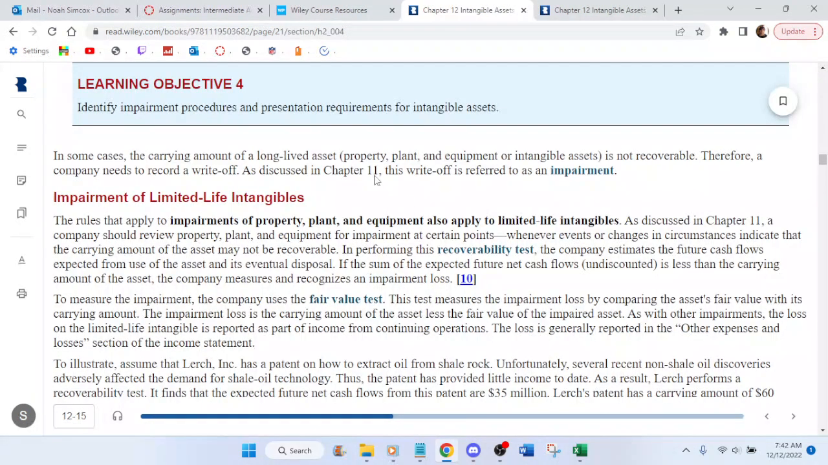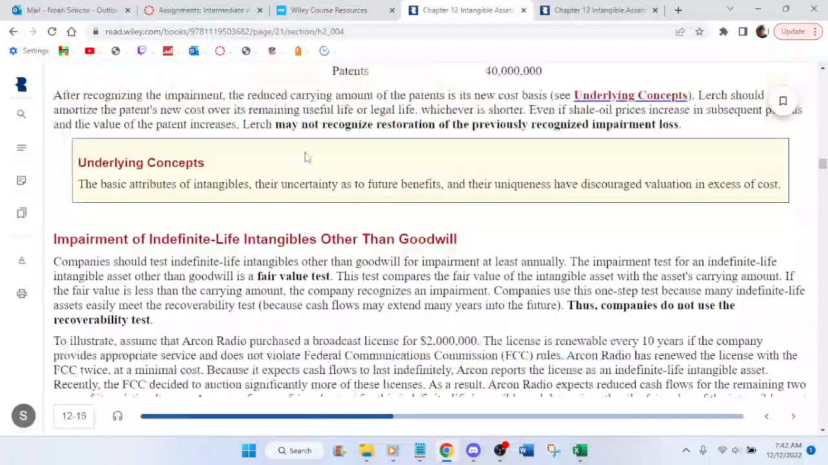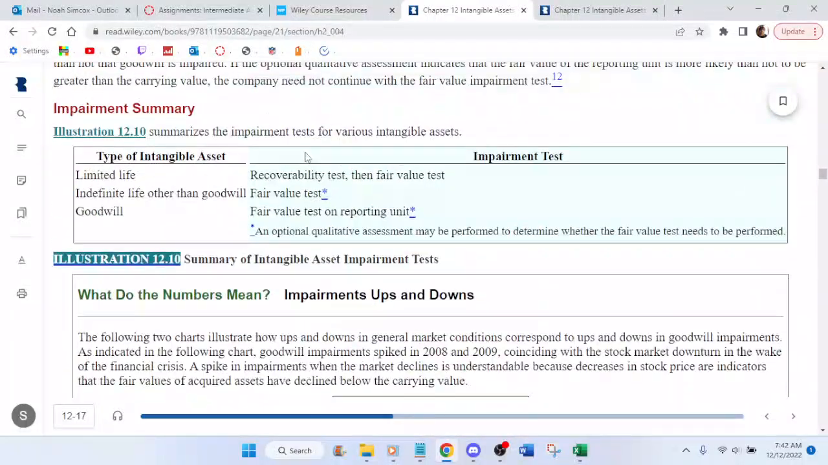Impairment procedures. Give me a summary, please. Here we go. Limited life is going to be recoverability test, then fair value test. Indefinite life, other goodwill, is the fair value test. Goodwill, fair value test on reporting unit. What is the difference between those two?